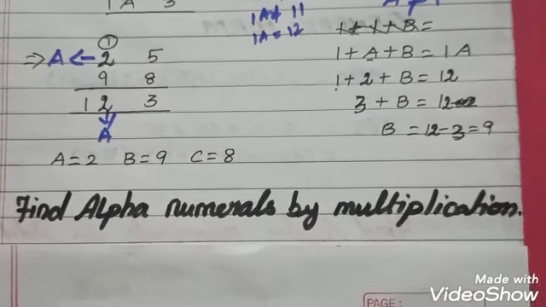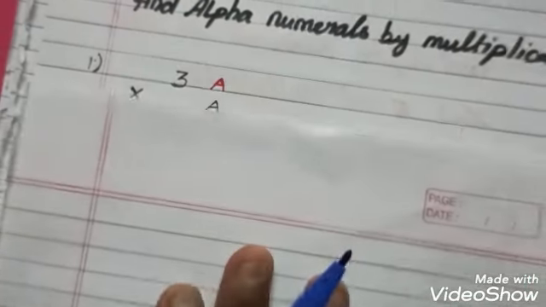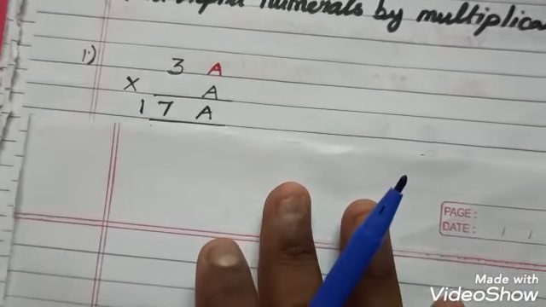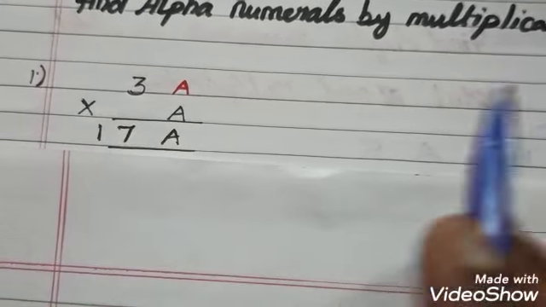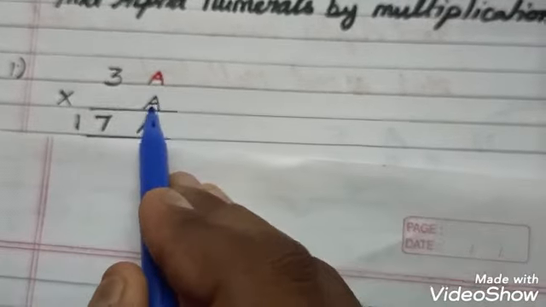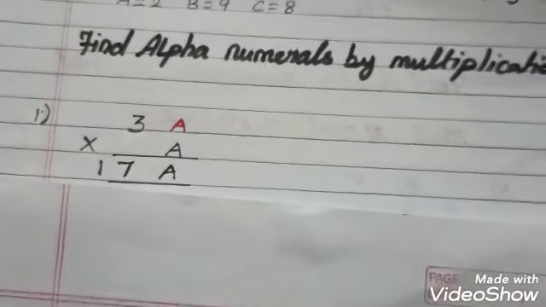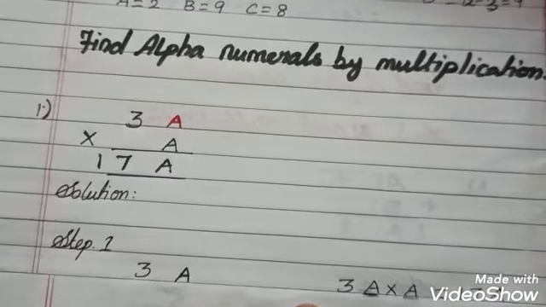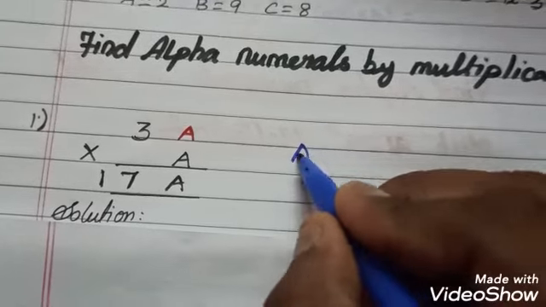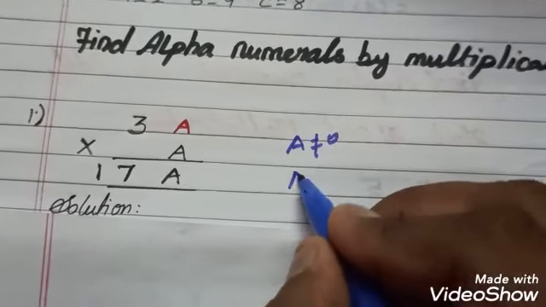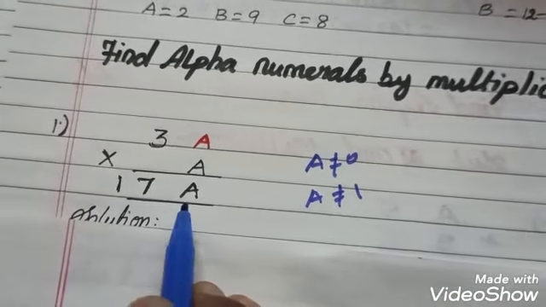In multiplication, how do you find the alphanumerals in playing with numbers? I just give only one example here. 3A multiplied with A, you get 170A. So clearly you know that A multiplied with A, you have to get 1. Here in this condition you have to take the trial and error method. So A is not equal to 0 and also not equal to 1, because 1 is already there.